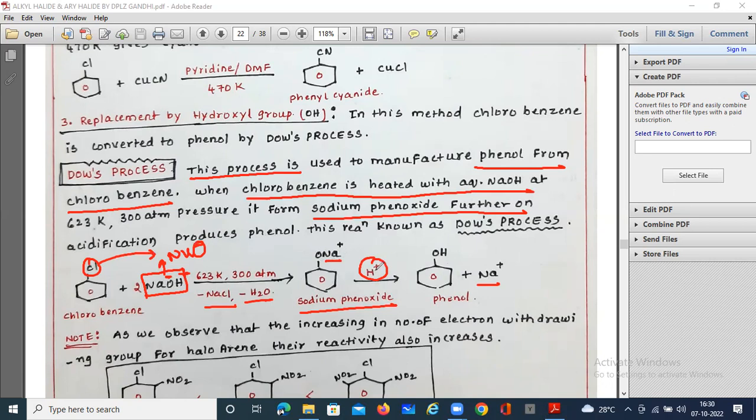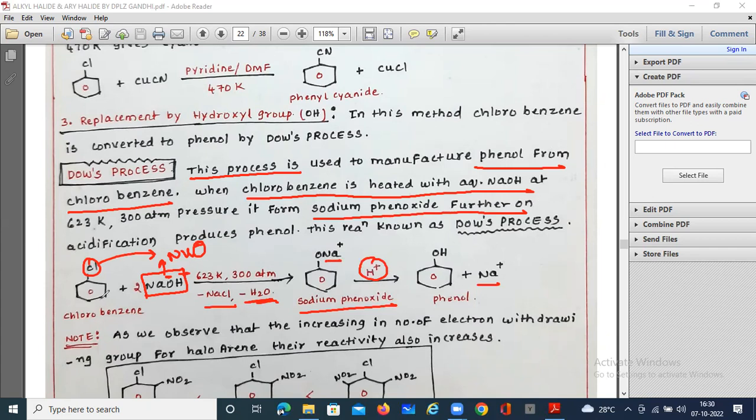Here there is acidification, and the oxygen can be removed as a water molecule. That is nothing but the Dow's process. So once again, what is the Dow's process? The Dow's process is mainly used for the formation of phenol.